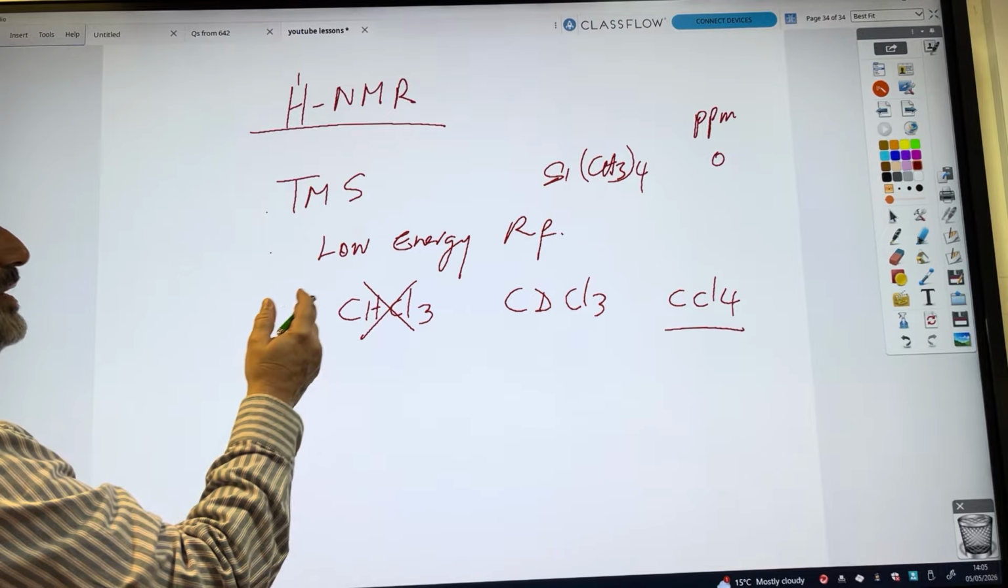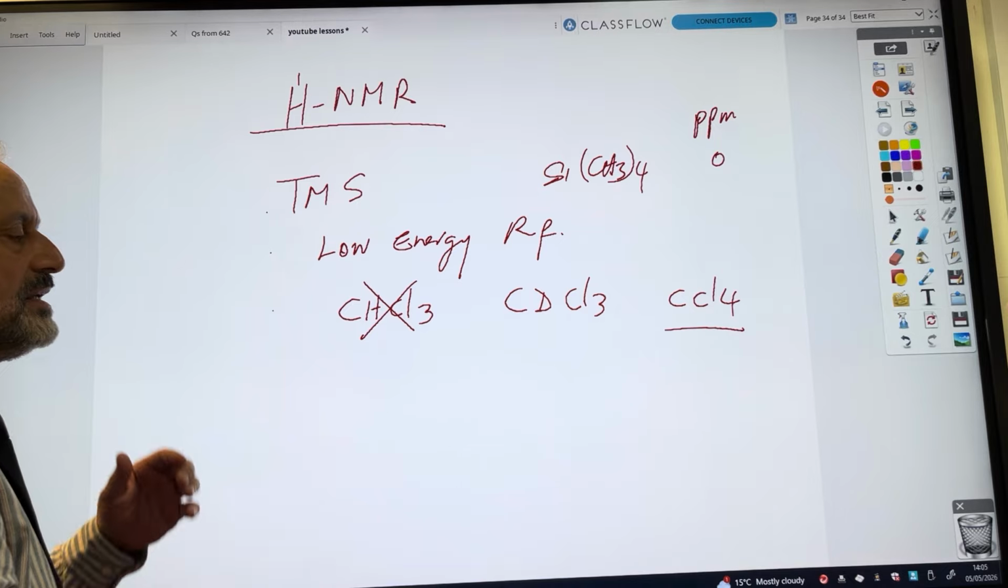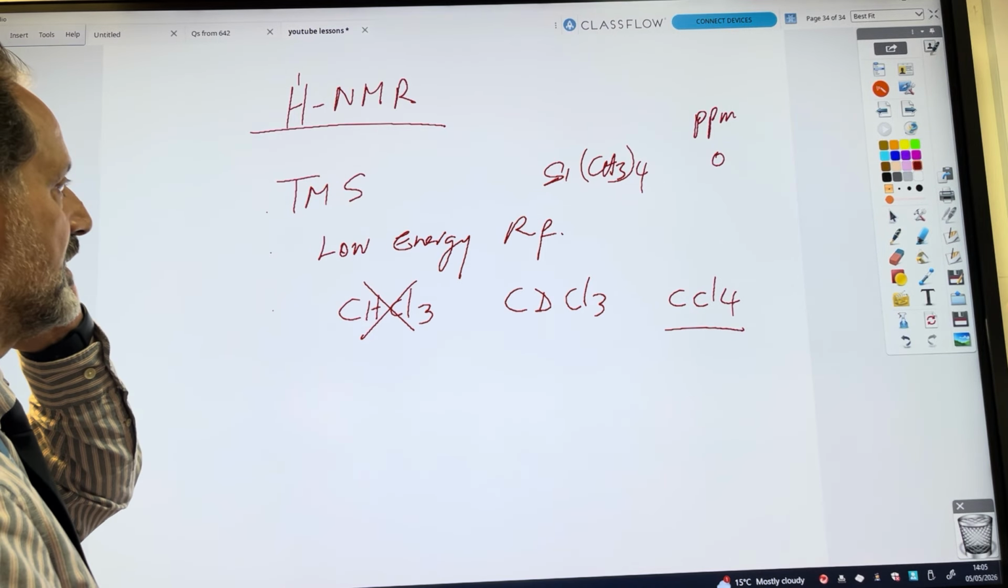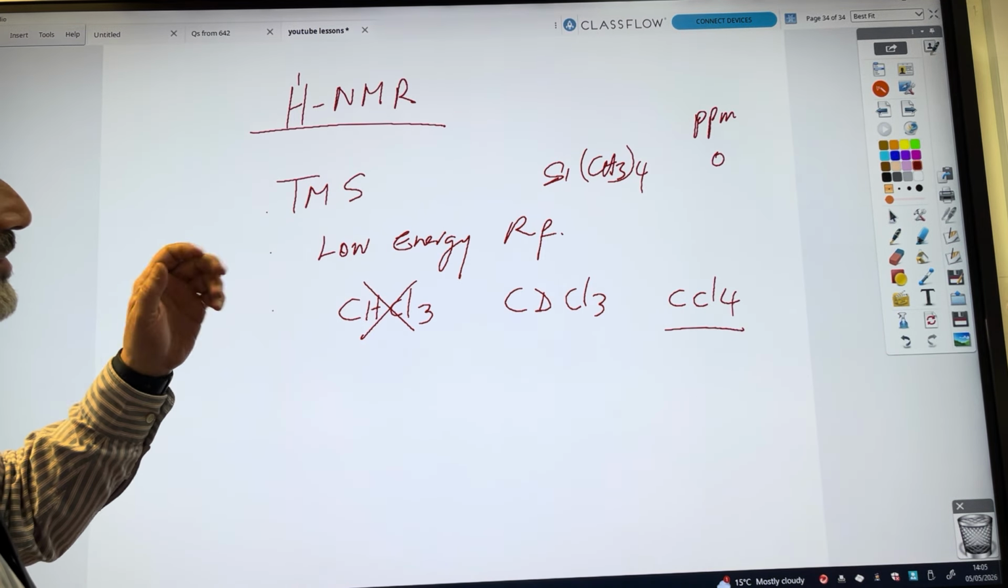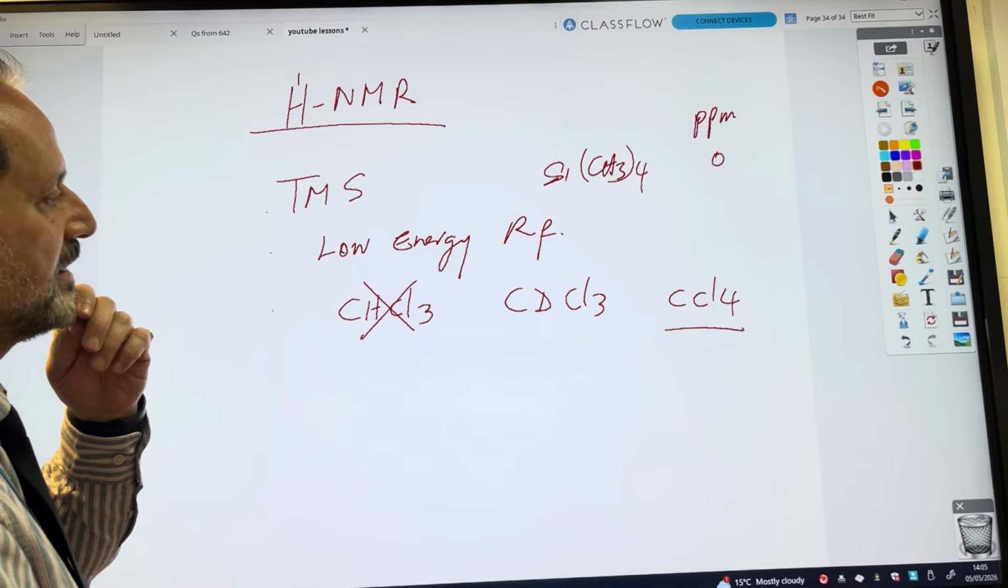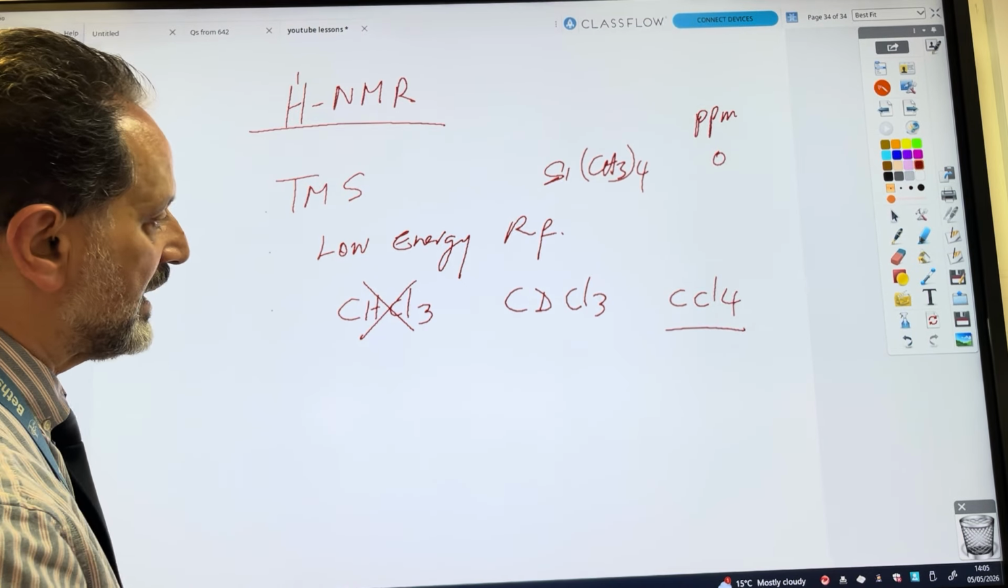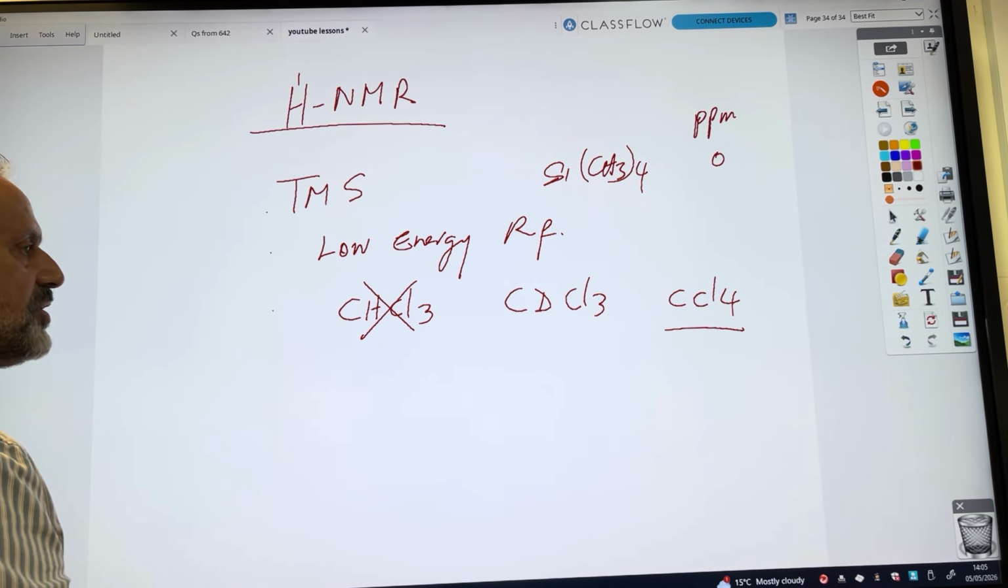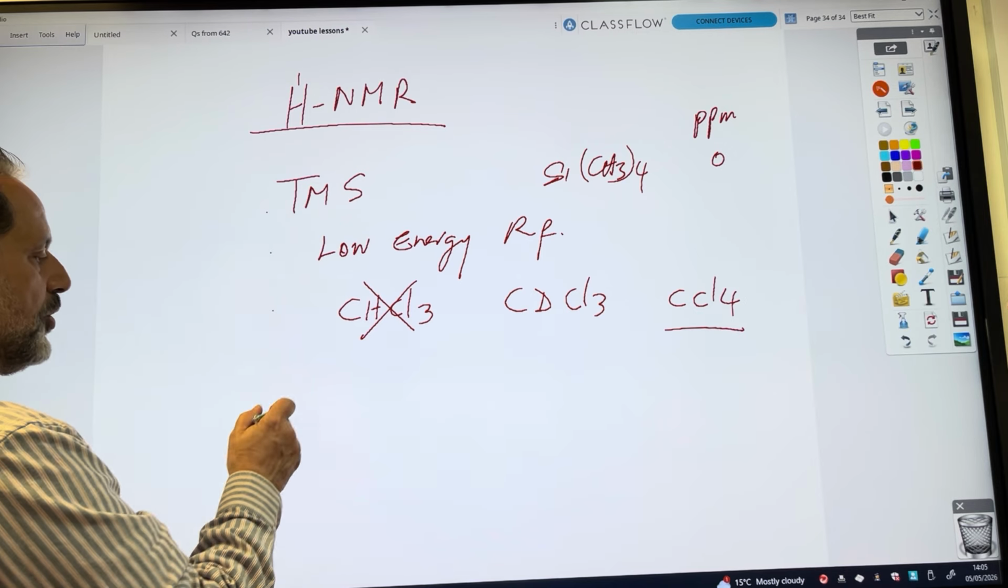So TMS, low energy, tetramethyl silane, low energy radio frequency, and using deuterated solvents or solvents that do not have any protons.